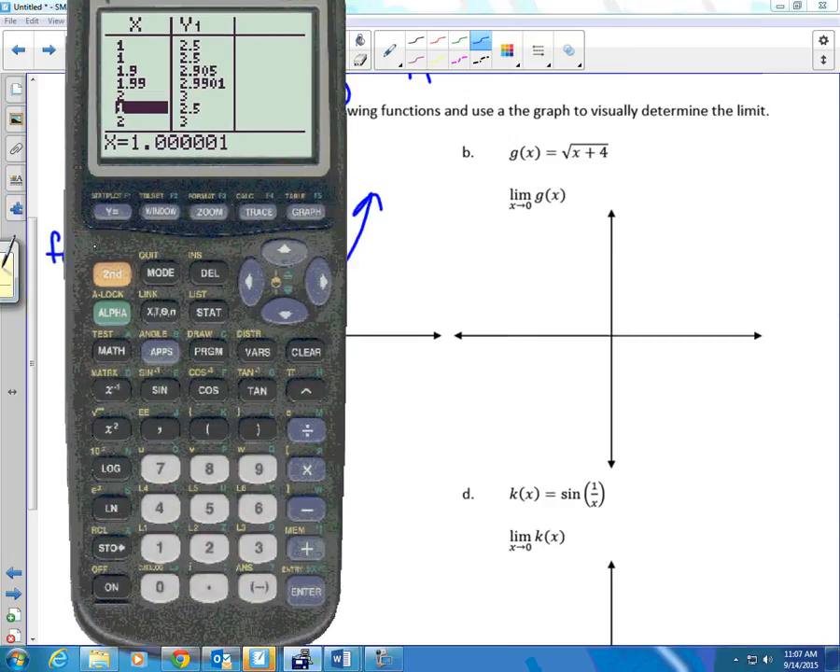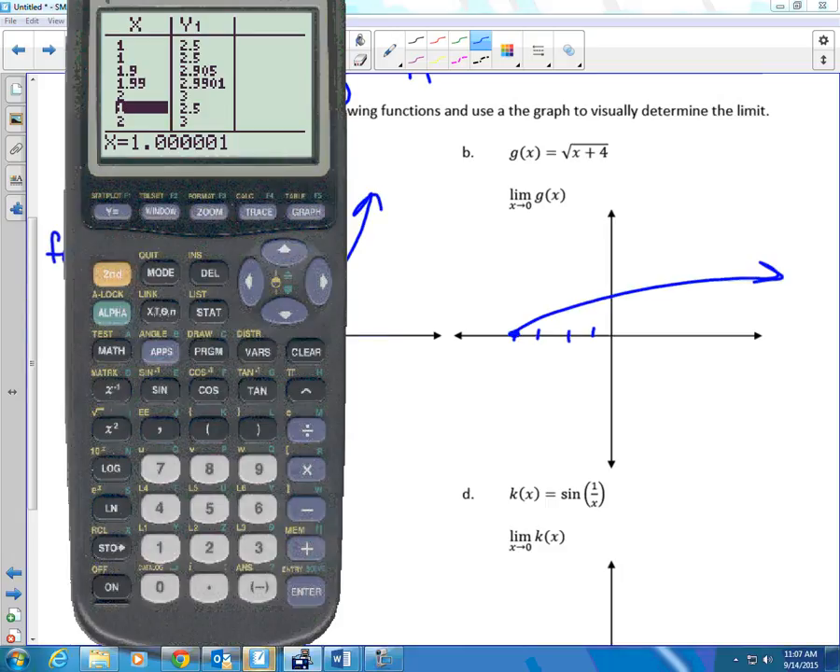So, look at this one. Square root of x plus 4. What does that look like? Very good. Shift it to the left 4 units. Goes like that. What is the x value approaching? 0. Let's plug it in. Square root of 0 plus 4 is 2. Sure enough, as you approach 0, the output does approach 2. It goes through 2. That was easy, wasn't it?